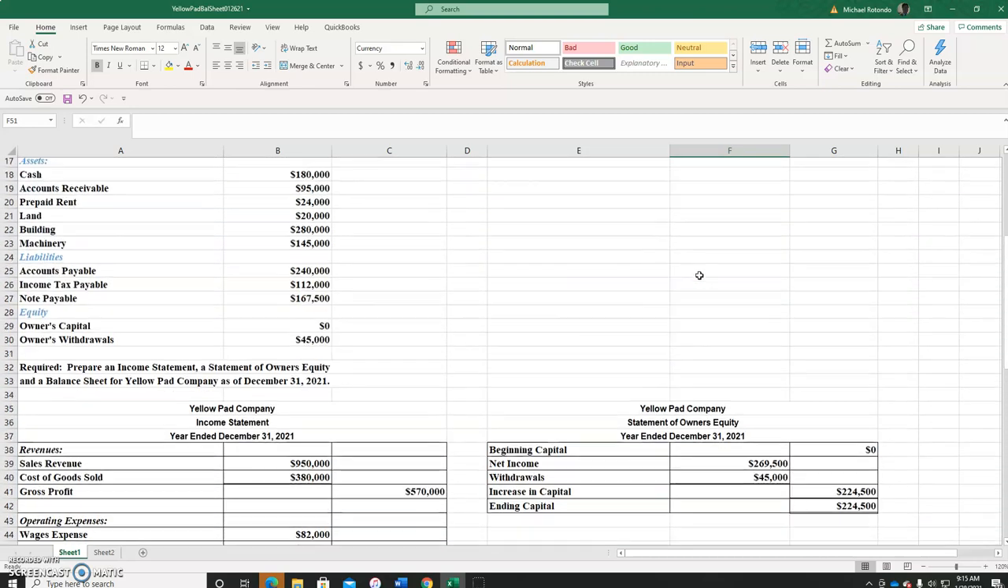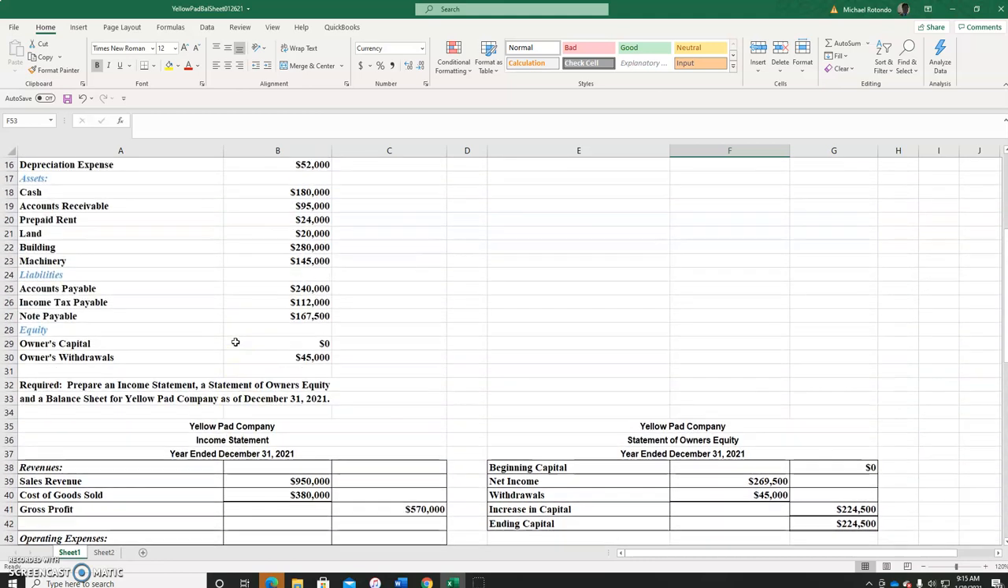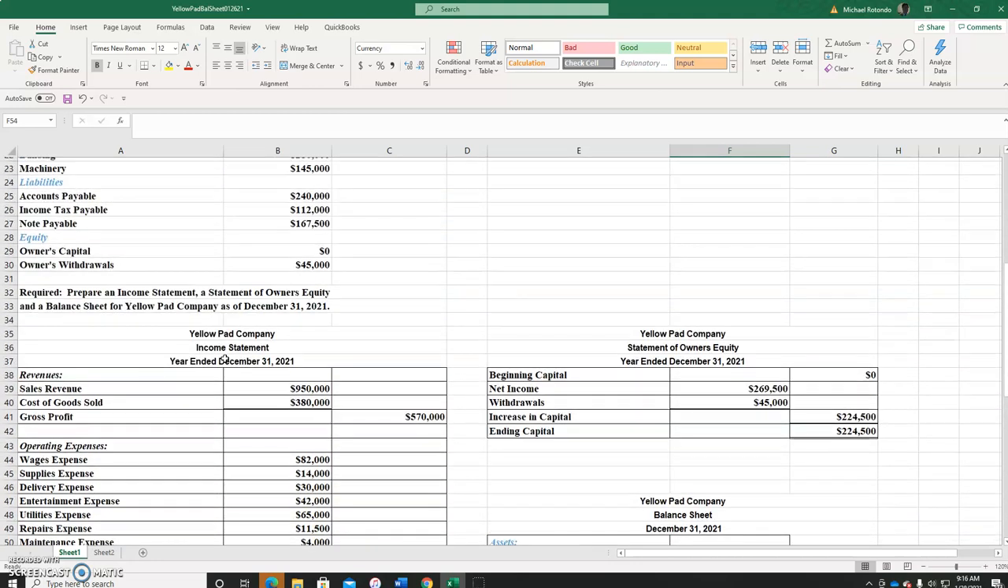So we have 180 for the cash. We have 95 for the accounts receivable. We have 24 for the prepaid rent. And prepaid rent, prepaid insurance, any prepaid expense just means I'm paying it in advance. That's why it's an asset, because it's providing a future benefit. If I was just paying it monthly, it would be regular old rent expense, right? But because I'm paying it in advance, I have a future benefit, which makes it an asset.